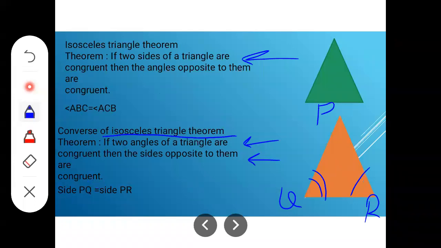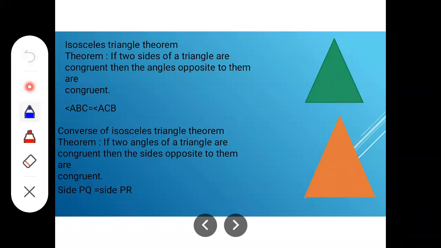Now this is the isosceles triangle theorem and the converse of the isosceles triangle theorem. If the sides are congruent, the angles opposite to them are congruent, and if the angles are congruent, the sides opposite to those angles will be congruent. That is the theorem and the converse of the theorem.